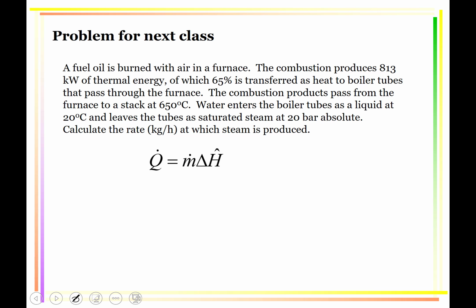Now this is going to be the video quiz 7_2.2. A fuel oil is burned with air in a furnace. The combustion produces 813 kilowatts of thermal energy, of which 65%. We don't always get all of the energy transferred, in fact, that would be highly unusual. So here we have a kind of efficiency. 65% of that heat is transferred as heat to boiler tubes that pass through the furnace.